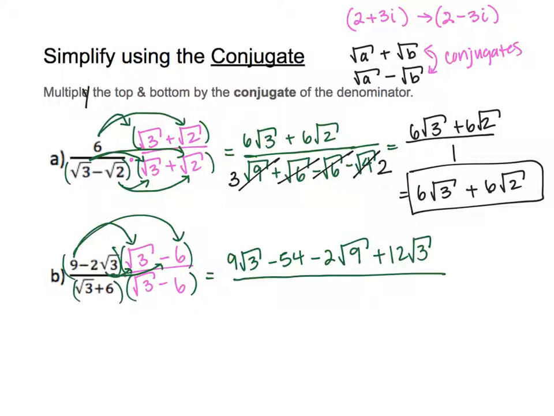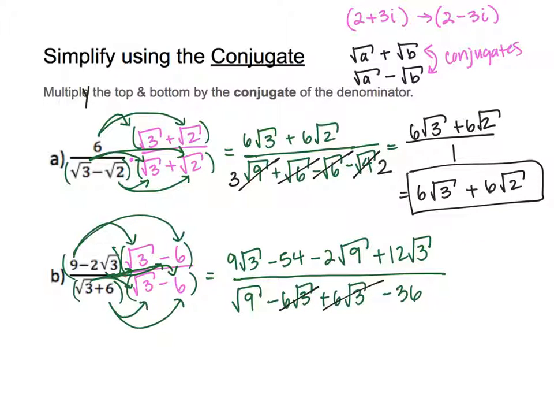The bottom here, I have the square root of 3 times the square root of 3, which is the square root of 9. Square root of 3 times minus 6 is minus 6 square root of 3. Then I have 6 times the square root of 3, which is plus 6 square root of 3. And then last but not least, 6 times negative 6 is negative 36. Okay, so when I look at this problem here, notice that, again, the bottom, when you multiply the conjugates, these are both the same, and they're opposite in sign, so I know I can cancel them.